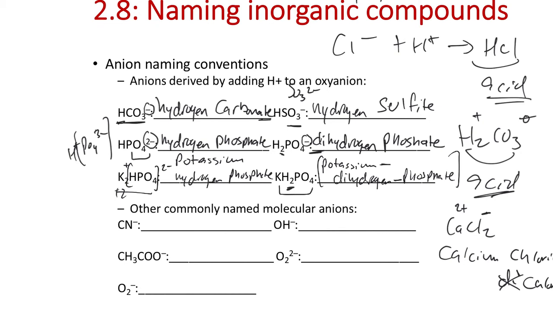So then there's a few other ions that we just need to learn kind of systematically, just by convention, their names and formula. CN minus is the cyanide ion. Good ion to avoid because it's very toxic. Hydroxide ion, OH minus. So this is hydroxide.